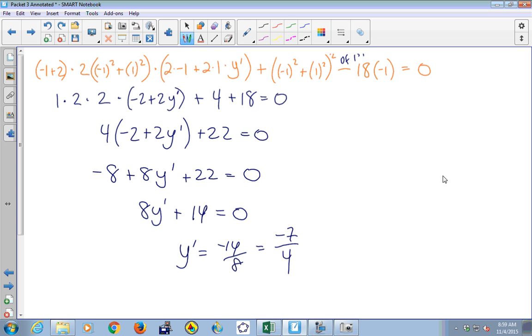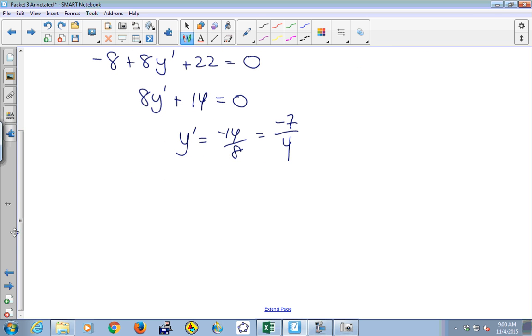Am I done? Is that the answer? No, why not? That's just the slope. I asked you to find the equation of the tangent line, right? That's the slope of the tangent line. So I'm almost done. I now know that my equation of the tangent line looks like y equals -7/4 x plus b. And I just have to figure out what b is. And for that, I need a point on the line. And I was going to use -1, 1.